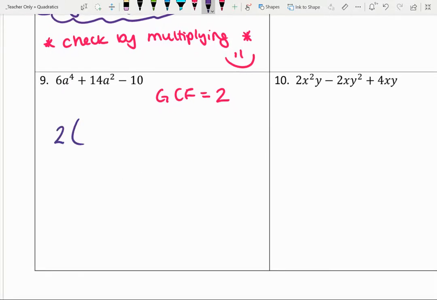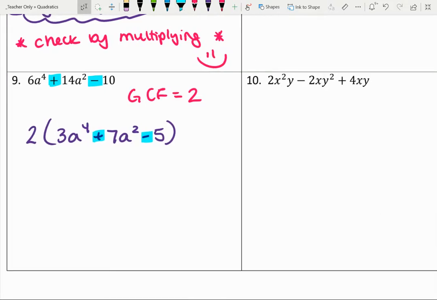and then my remainder, again, is what do I have to multiply by to get back to the original? So 2 times what makes 6a to the 4th? Well, 3a to the 4th would get me 6a to the 4th. 2 times a positive 7a squared, and 2 times a -5 would get me -10. And again, do not lose those operators, the addition and the subtraction. If you have operators in your original, you need to have operators, and when I say operators, I mean addition or subtraction, in your remainder.